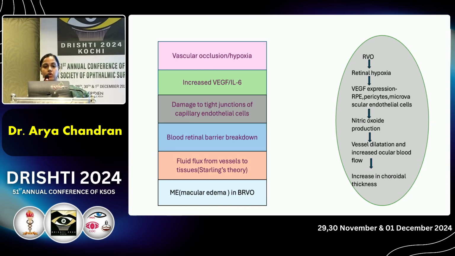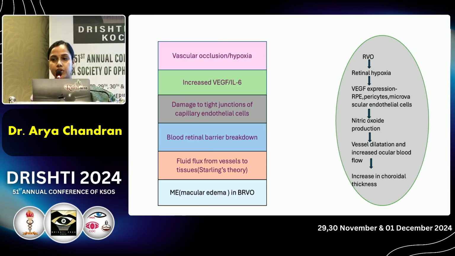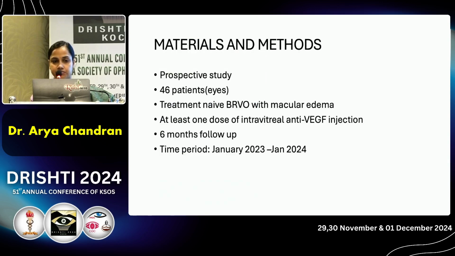That is, vascular occlusion or hypoxia increases the level of vascular endothelial growth factor and interleukin 6, causing breakdown of the blood retinal barrier by damaging the tight junctions of capillary endothelial cells, causing fluid flux from vessels to tissue. So, the macular edema comes into action. The vascular endothelial growth factor expression in retinal pigment epithelial cells, pericytes and microvascular endothelial cells produces nitric oxide, causing vessel dilatation and increased ocular blood flow, so the choroidal thickness increases.